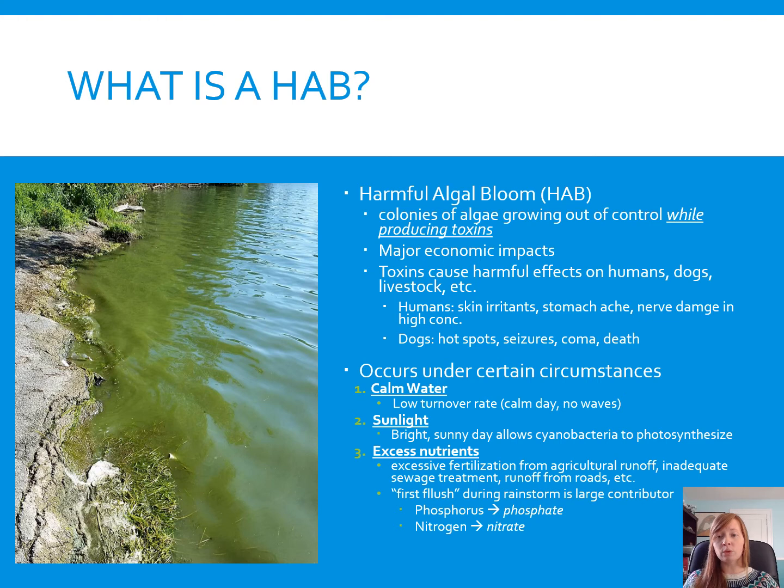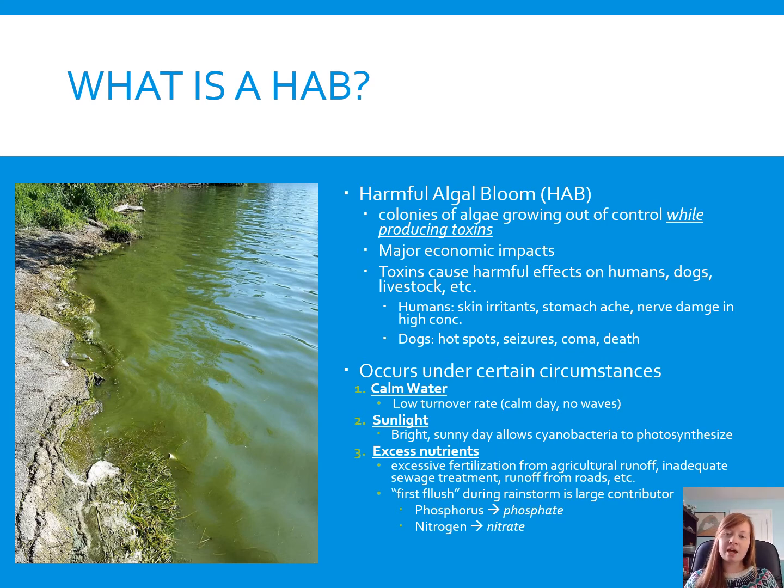Harmful algal blooms form under very specific circumstances. The water has to be very calm, so we call that having a low turnover rate, a very calm day with no waves, and very little wind. You have to have sunlight. It has to be a bright sunny day that allows the cyanobacteria to come to the surface and photosynthesize. Cyanobacteria is just another word for harmful algal bloom.